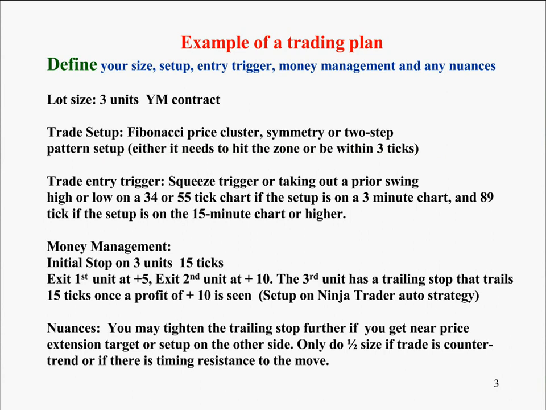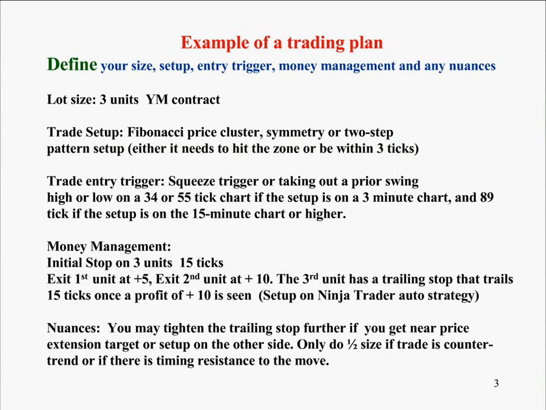So let's say this is an example. You're choosing a lot size. It's 3 units. Okay, the setup, a price cluster, symmetry, or two-step pattern. Okay, and it needs to hit the zone within 3 ticks, either plus or minus. It either has to be above it or below it or in it.